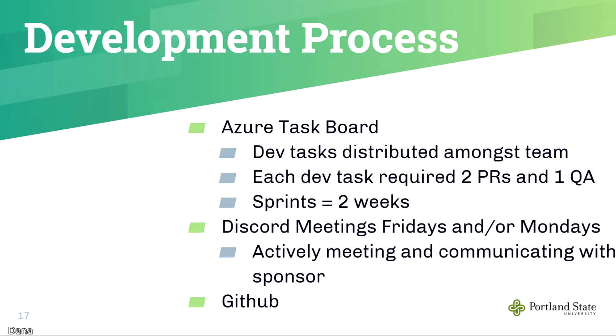And then from there, the QA will go in and test and make sure that it has been added to the AutoBugTracker. We were on 2-week sprints where we would hold a retro on the second Friday of the sprint to close it out so that we can improve on the next sprint. We held Discord meetings every Friday and/or Monday, and we were also actively meeting and communicating with our sponsor.